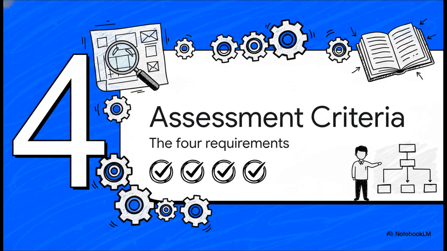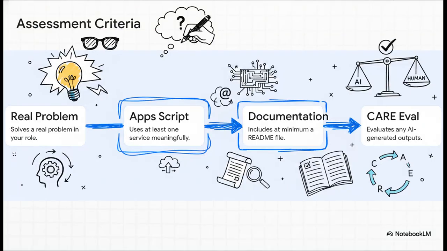All right, Section 4, the 4 assessment criteria. This is the core of our study guide today. We're going to break down exactly what your reviewers want to see. Grab a pen, maybe take a screenshot, because this is your ultimate survival checklist. You've got 4 distinct criteria to pass. Step 1, it solves a real problem. Step 2, meaningful App Script use. Step 3, documentation is included. And Step 4, a CARE evaluation for any AI outputs. Let's dig into each of these really quickly.